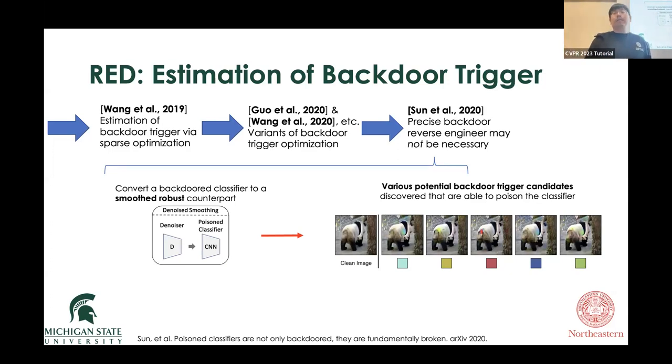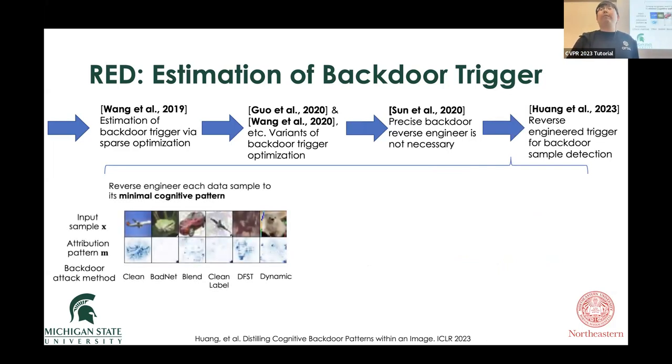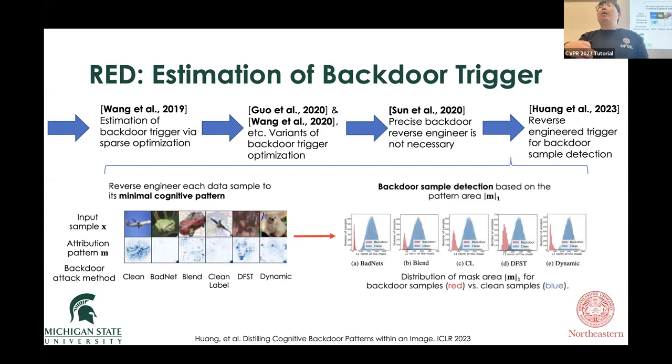But again, this work is also based on some assumptions. If you are interested, you can take a look at it. And very recently, there's another work trying to recover these trigger patterns, but what they call a cognitive pattern. As you can see, the M here is actually the trigger mask, as we introduced earlier, the same thing. But what they call it is a cognitive pattern. Why do they want to reverse engineer this trigger pattern? Because they found that using it, even though it's not precise, can help us detect backdoor models.